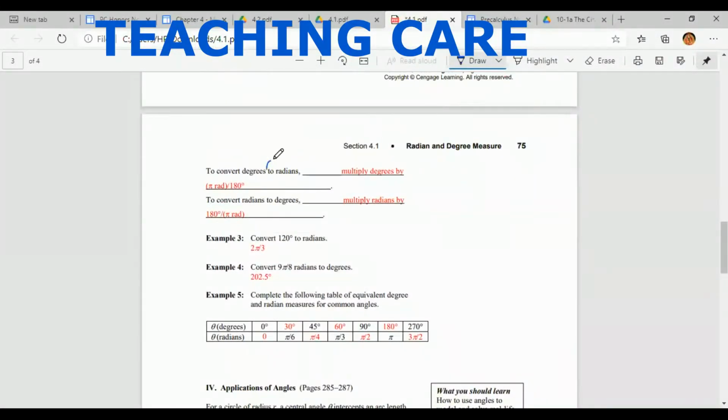Now, next one. To convert degrees to radians, this is very important. You will get many problems based on that. When they give a degree and ask you to convert it into radians, you multiply that degree by pi over 180 degrees.